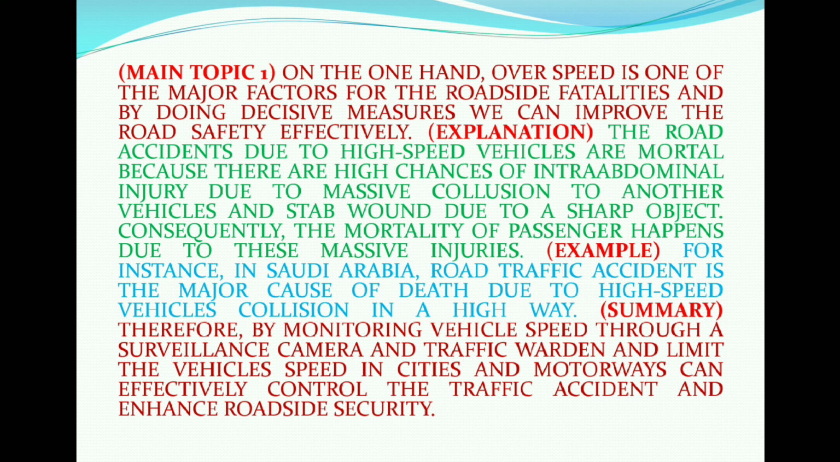So this is how I made body paragraph 1, and I also tried to give a solution, right? Because we have to limit the speed, but we should know where we have to limit the speed. What are the things that we are going to use to limit the speed? So these are the things: surveillance cameras, traffic wardens, and limiting the speed in the cities and motorways can effectively control traffic accidents, right? So this is body paragraph 1. Now let's move to body paragraph 2.